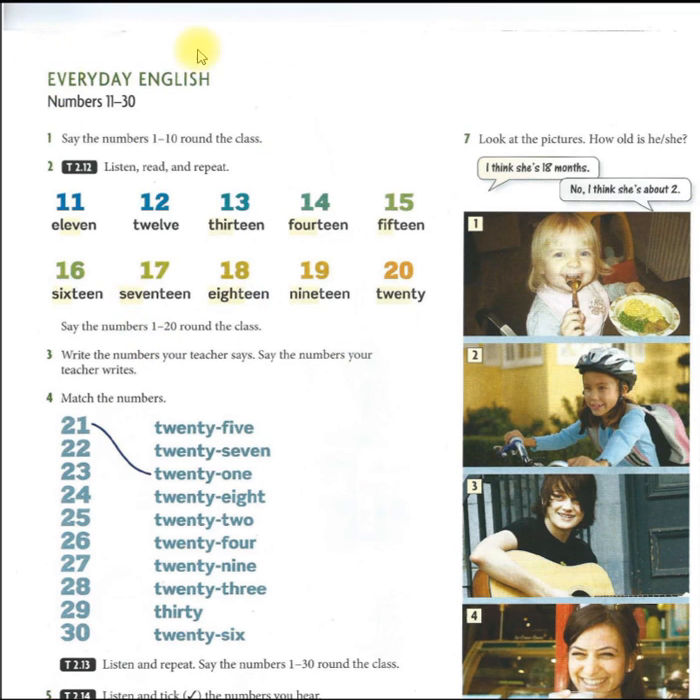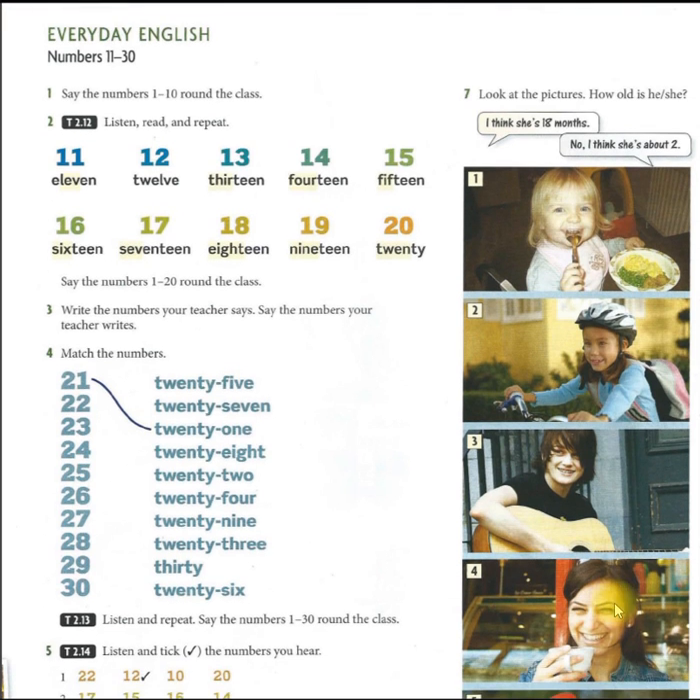Okay, here we have everyday English and we have numbers. And as you can see, we have the continuation of numbers. We started with 1 to 10. Okay.